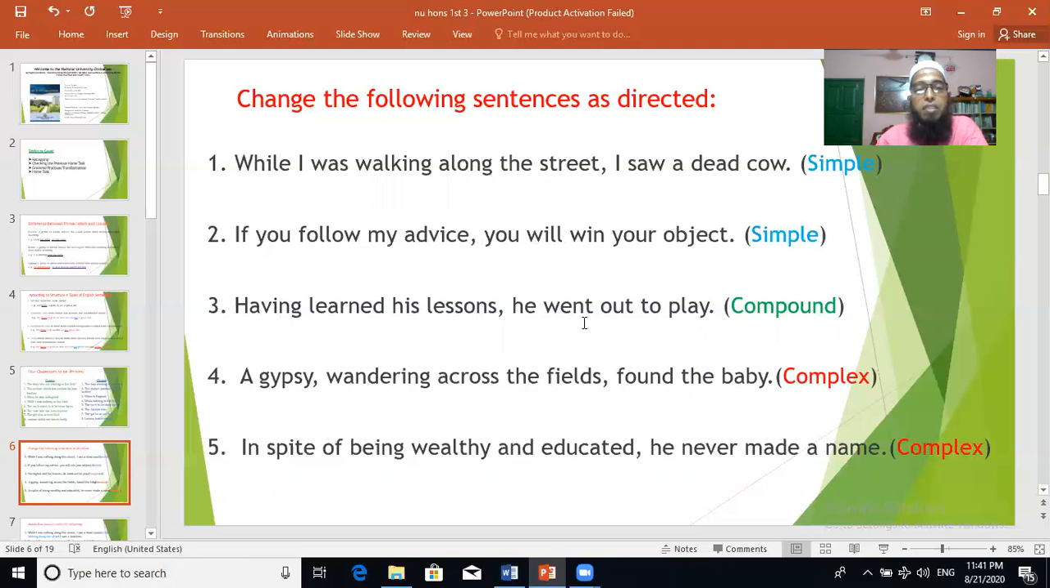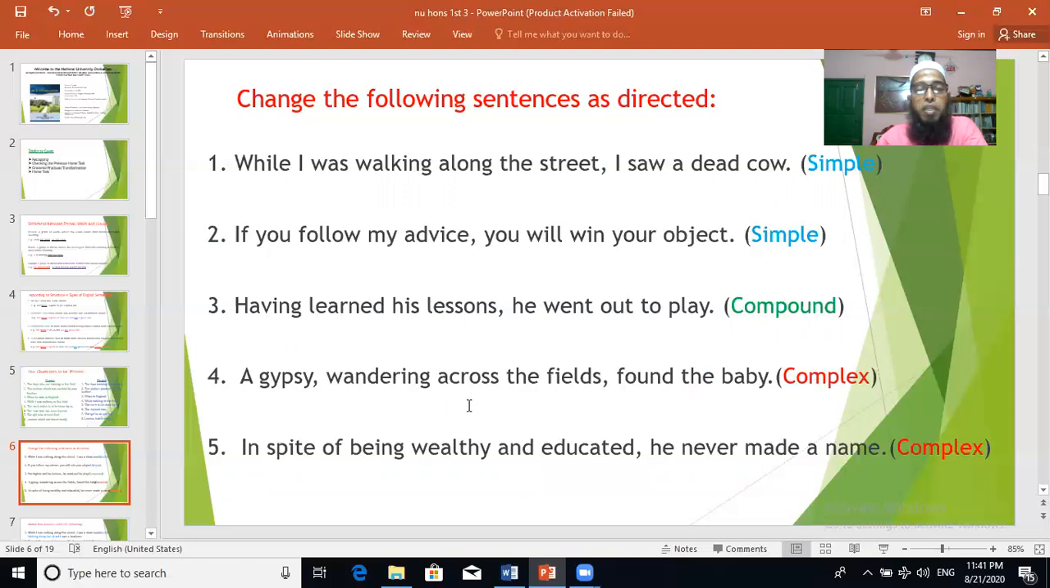Having learned his lessons, he went out to play. Make it compound. Compound means two main clauses. So one main clause is here: he went out to play. You have to turn this phrase into a main clause. Having learned his lessons is a phrase. You have to make it a clause, a main clause.